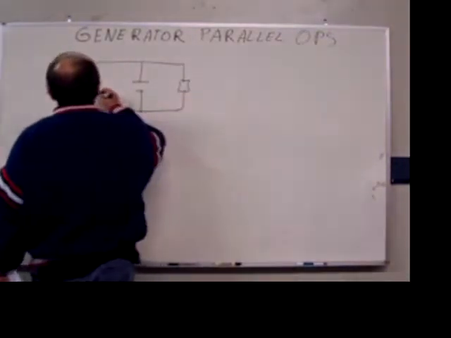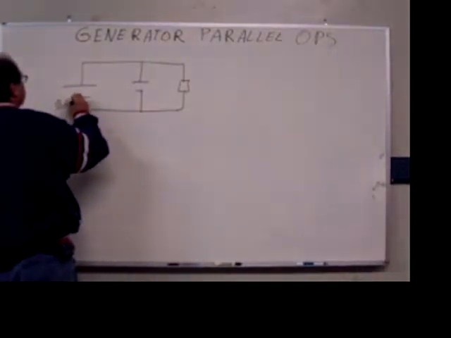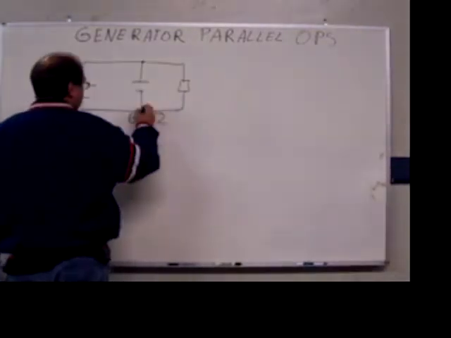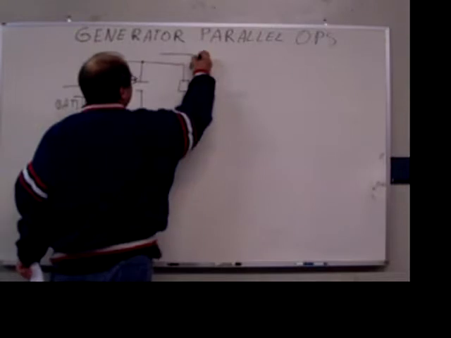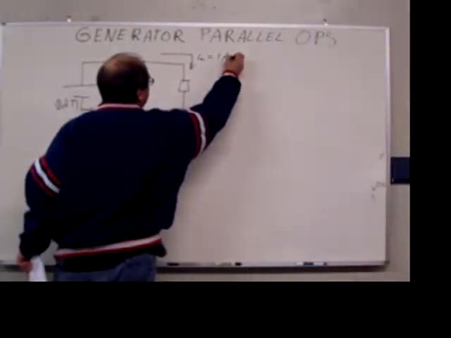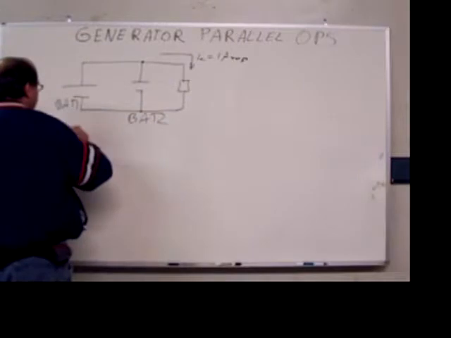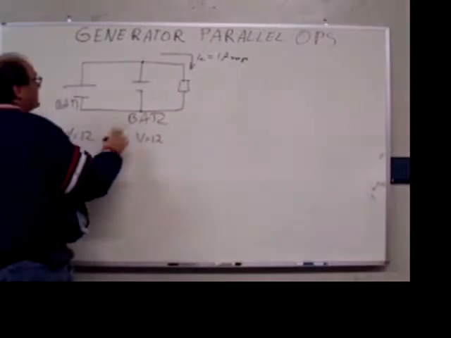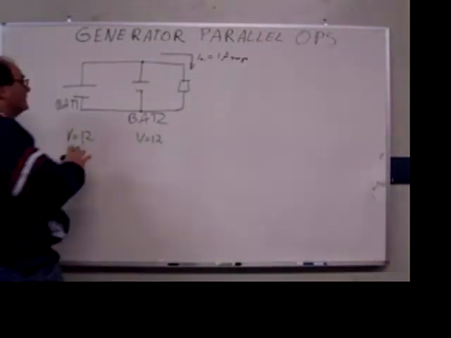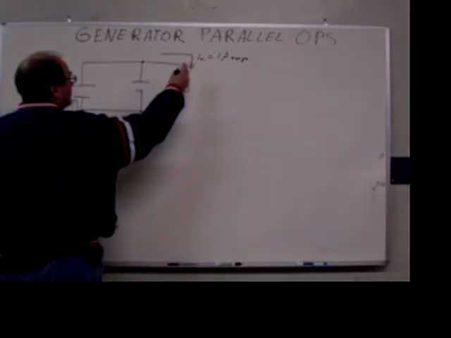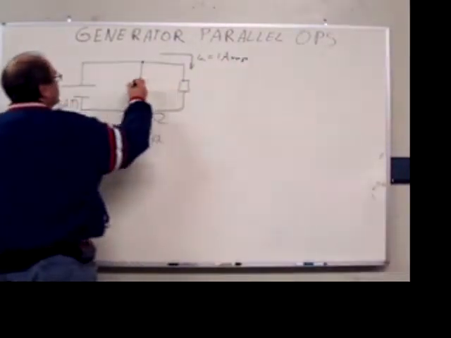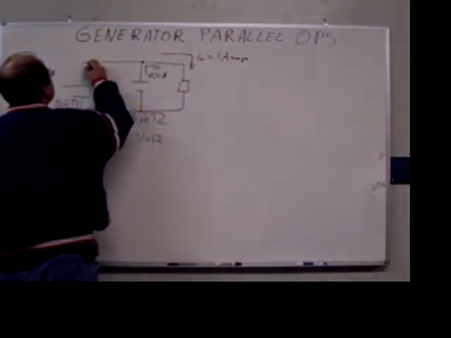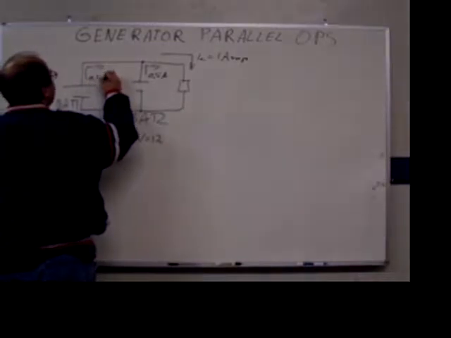Let's say this is battery 1 and this is battery 2. We're going to draw a load current, IL, of 1 amp, and both batteries have exactly 12 volts. That means they're exactly fully charged to the same level and have exactly the same voltage. Now the load current of 1 amp is going to be split up: 0.5 amps from this battery and 0.5 amps from this battery.